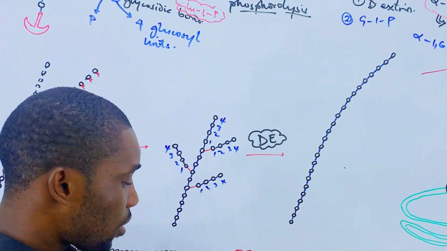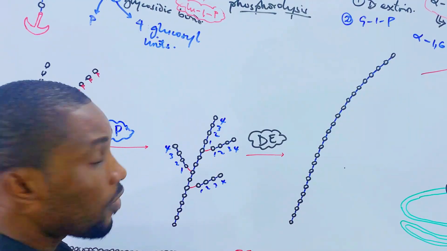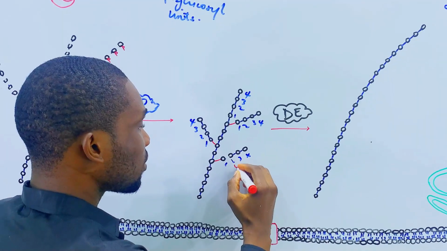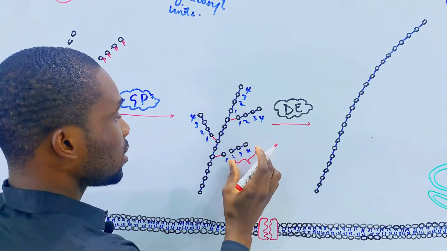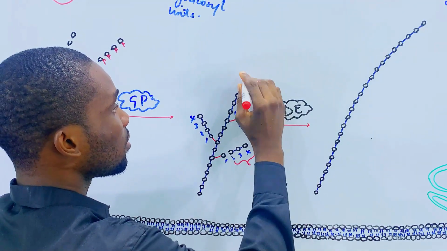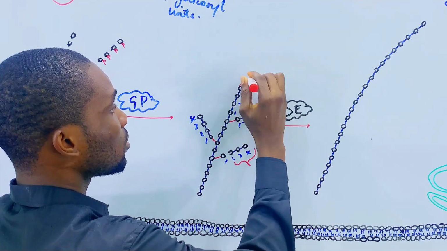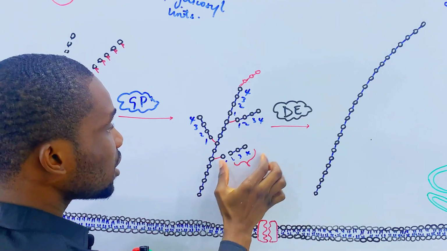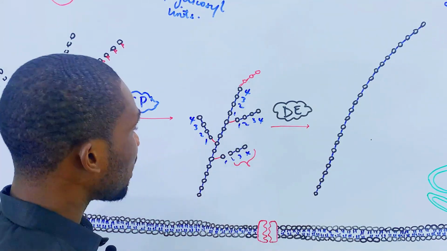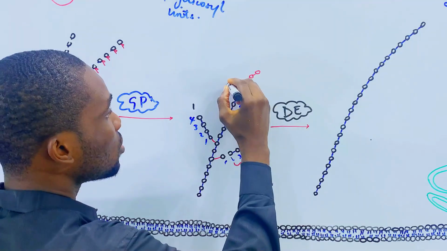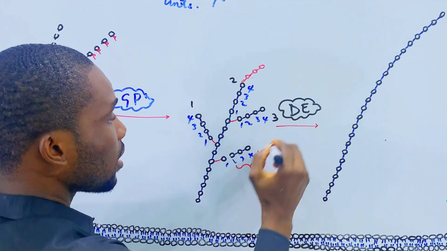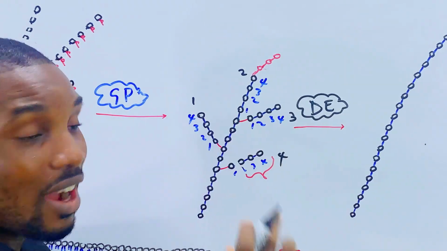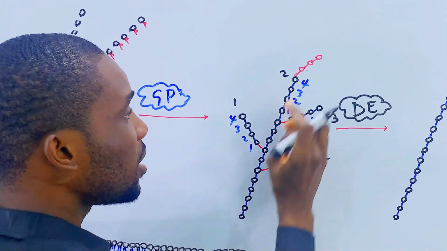And then with her 4,4-transferase activity, she cleaves this bond, and then this trisaccharide over here, she attaches it onto this place. 1, 2, 3. If you notice, these 3 chains, we had chain 1, chain 2, 3, and 4. But chains 4, 3, and 1 are all branching from this main chain.